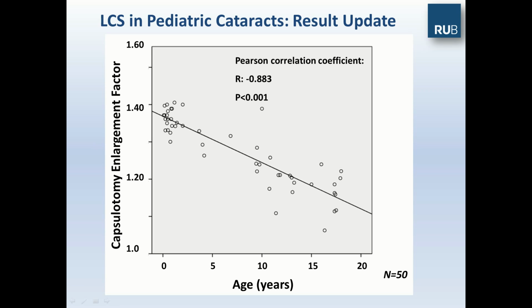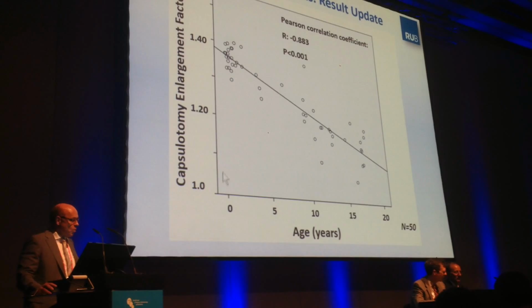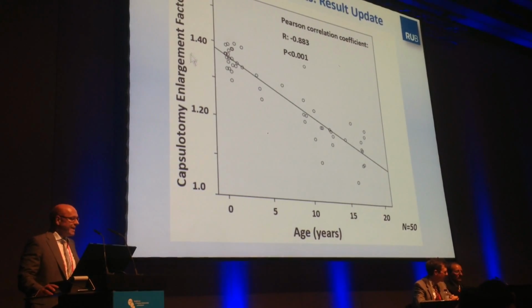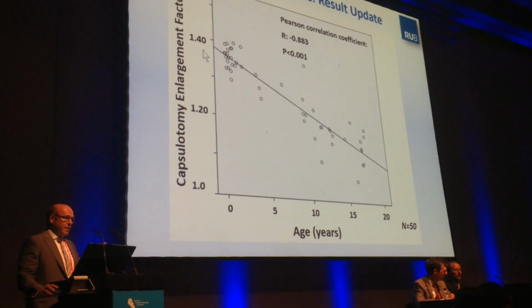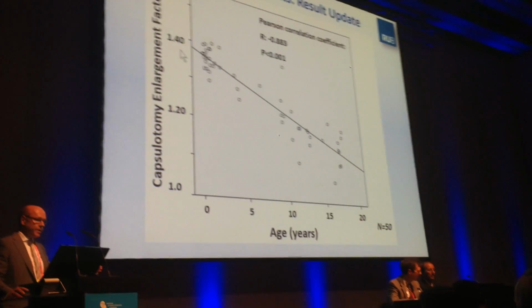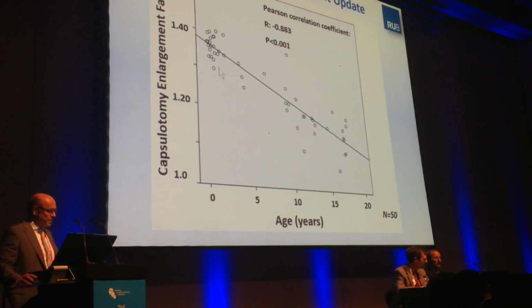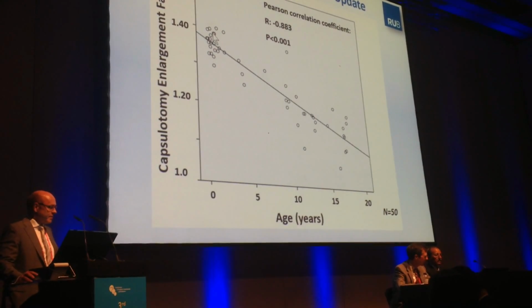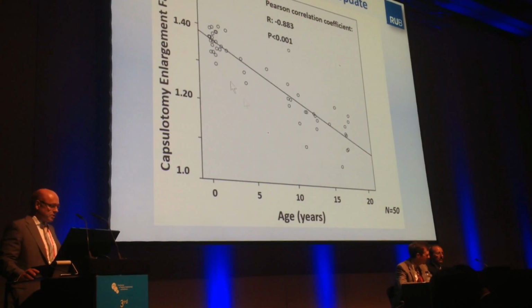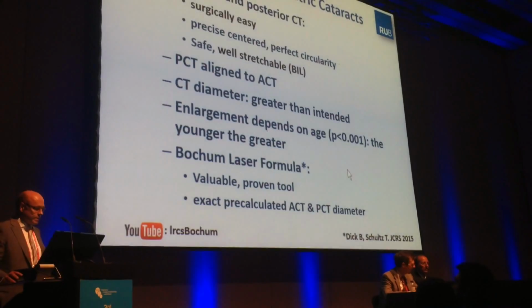And these are the results. Here's the age of the children, and here on the y-axis you see the capsulotomy enlargement factor. So you target, for example, 3.9 and get then 4.9, depending on the age, because you see the younger tend to have a greater enlargement versus the older.